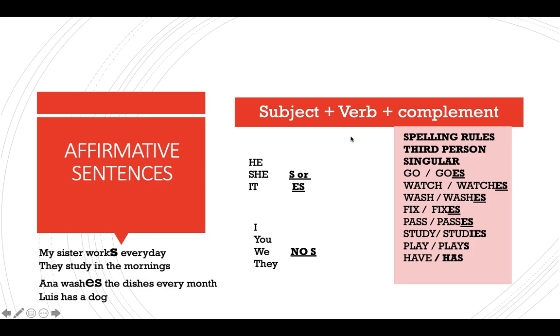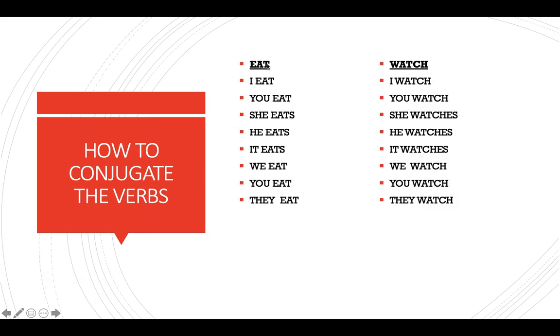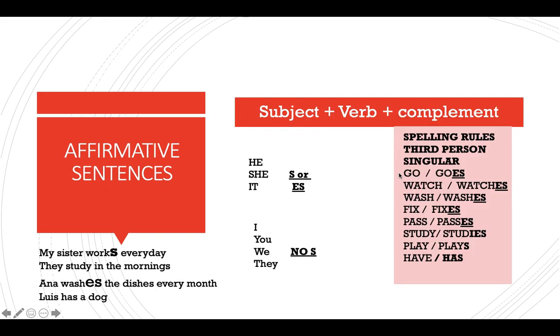Remember that I said that this is the conjugation with all the subject pronouns, okay, and be careful with these three, right? You have to include an S or you have to include the ES. Okay, well, as I was saying, here you have the subject, the verb, and the complement. And here you have some examples.